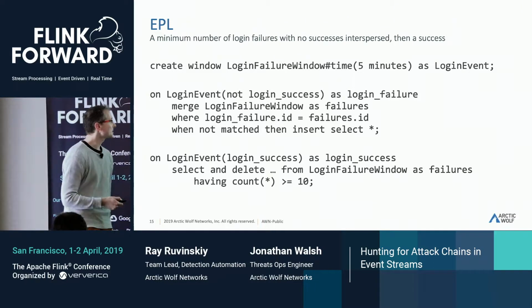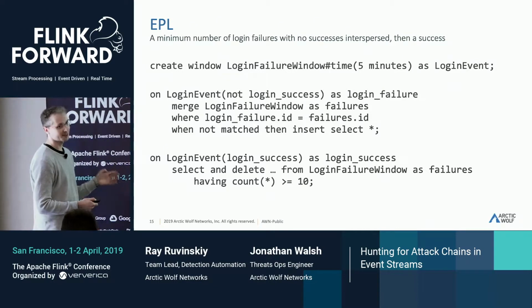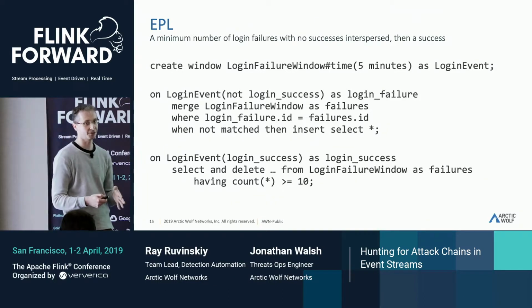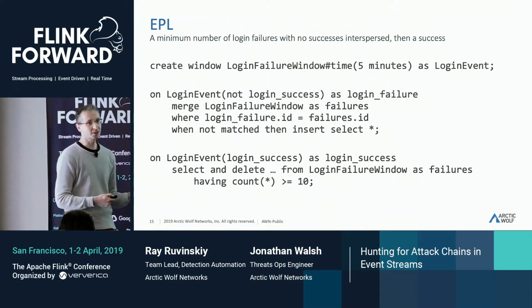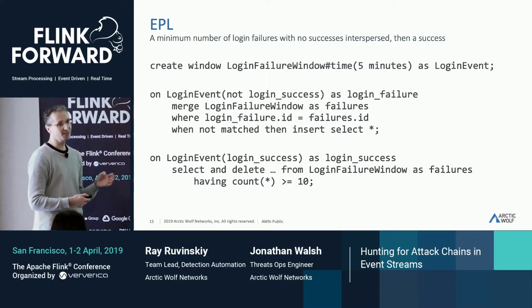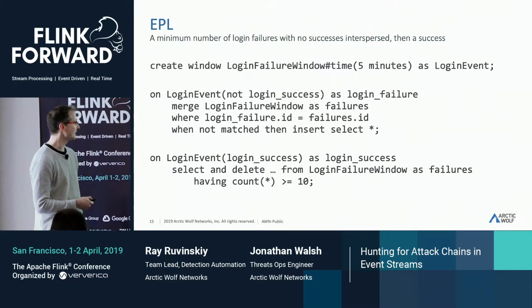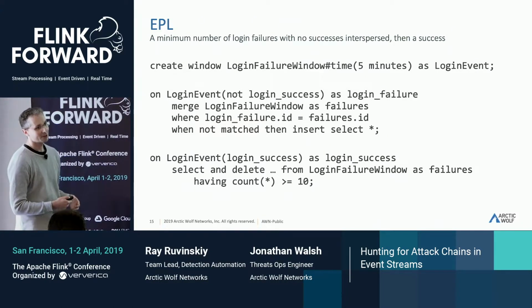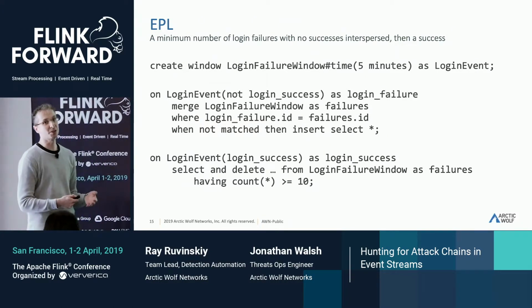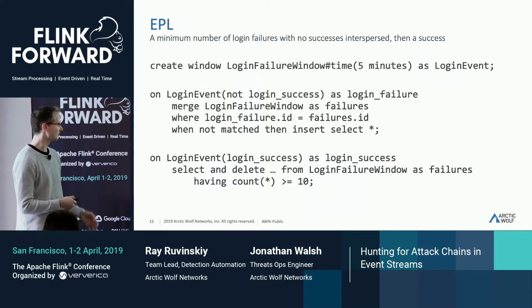And then we have 2 statements. So the login event type has a Boolean property, login success, that indicates whether our login event is a success or a failure. When we see a login event that's not a login success, we look at the event, at the ID of the event, and our events are guaranteed to have a unique identifier. We look at the ID of the event, and we look into the window at the IDs of the events stored within the window. If we are faced with a new event that has a distinct ID that does not match anything in our window, we add it to our window. So this is the when not matched, then insert select star.